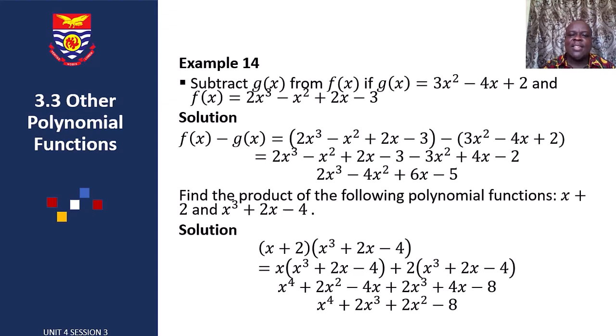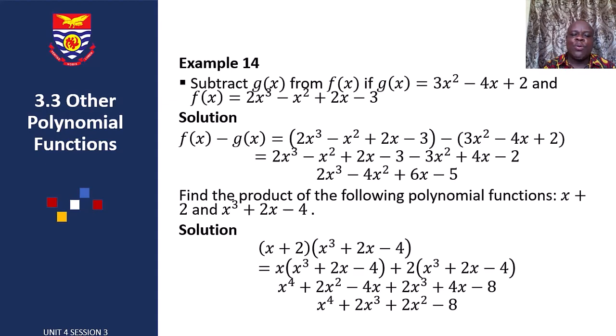Let's look at one that also involves multiplication. Find the product of x plus 2 and x cubed plus 2x minus 4. Solution: x plus 2 in one bracket, x cubed plus 2x minus 4 in another bracket. So we consider the first bracket, and then we use x to multiply the second bracket, and then we use plus 2 to multiply the second bracket.